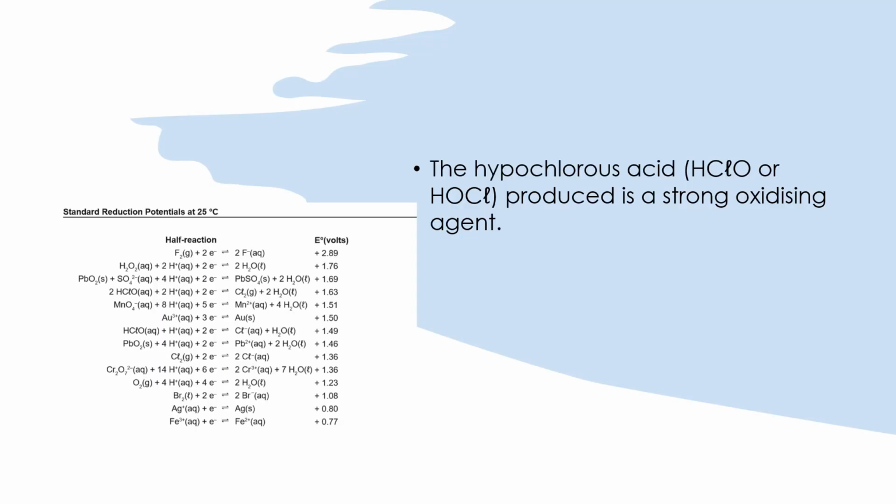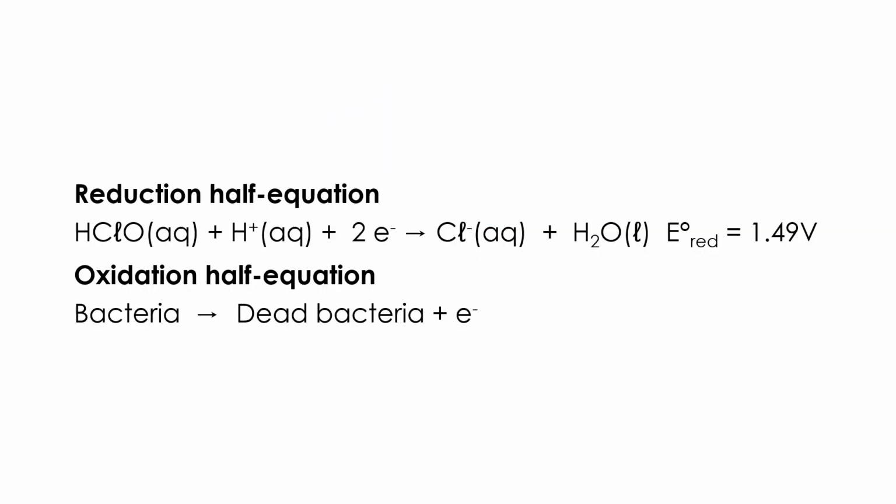So the hypochlorous acid, as I said, is a strong oxidizing agent. You need to be able to find it on your data sheet. And you can see here, it's right near the top. So its E0 for reduction is positive 1.49 volts. So it's a very, very strong oxidizing agent.